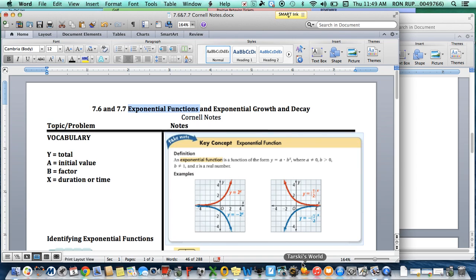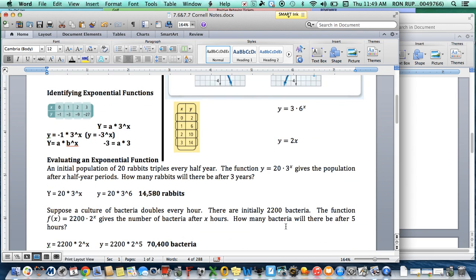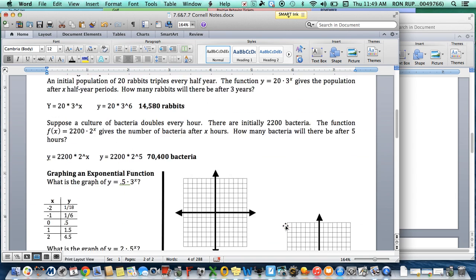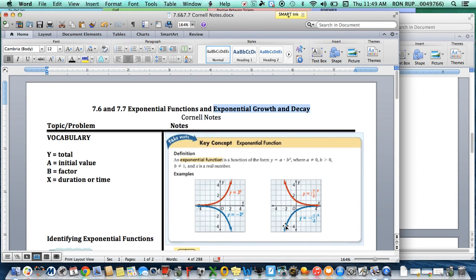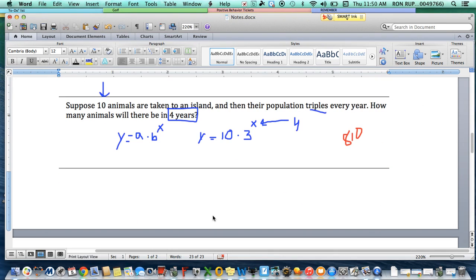There will be a link to a second video called Exponential Growth and Decay, which I expect you to do as well. Exponential growth and decay is very similar. It's just got a little hitch to it, but I wanted to be sure to force you to take a small break and go do something else. And then come back and do the exponential growth and decay. Your homework tonight will be over everything, so I expect you to watch that other video as well.